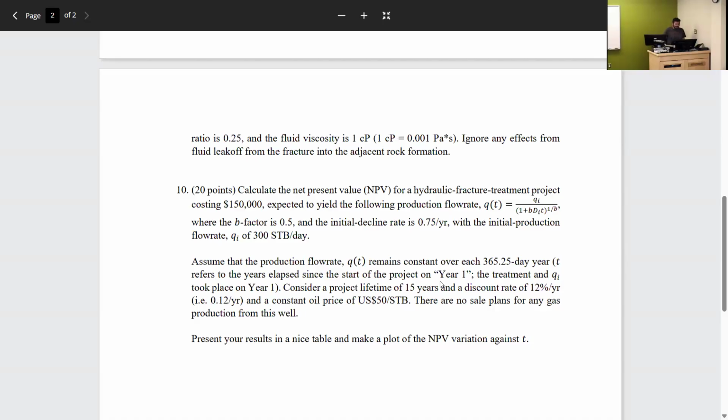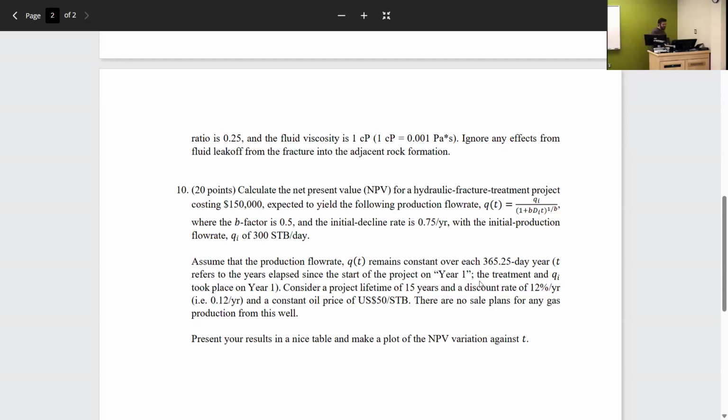Assume that the production flow rate, q(t), remains constant over a 365.25 day year. t refers to the years elapsed since the start of the project on year 1. The treatment and q_i took place on year 1. Consider the project lifetime of 15 years and a discount rate of 12% per year, i.e. 0.12 per year, and a constant oil price of $50 per stock tank barrel.